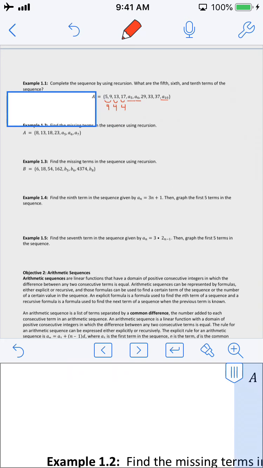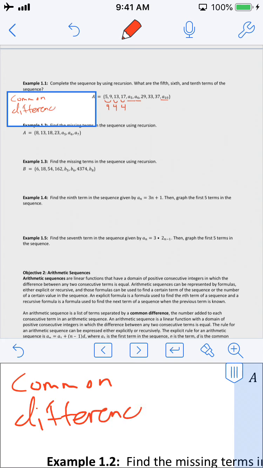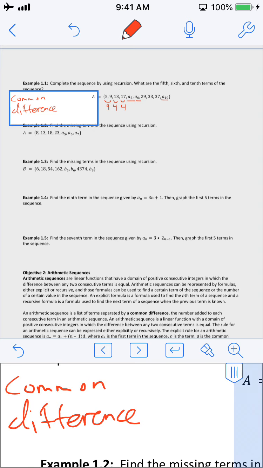Sweet. This pattern is what we call the common difference. Now you would think it'd be called the common sum. If it was me, I probably would have called it the common sum because it's adding. But the difference, I think, comes from when you're subtracting 9 minus 5. There's a difference of 4 between them, right? But we call that common difference, and we use a little d. So d is equal to 4. Great. The pattern is adding 4.